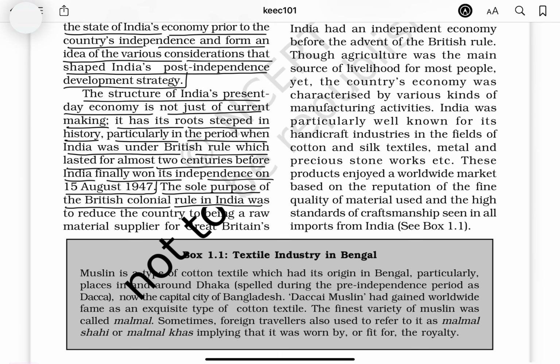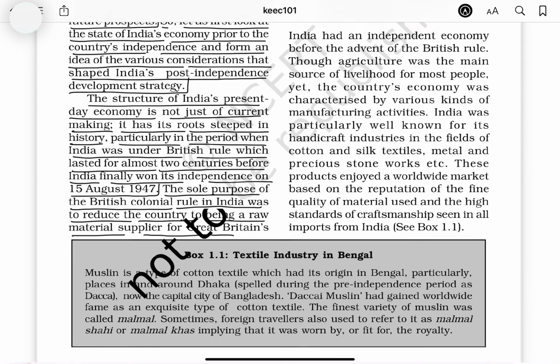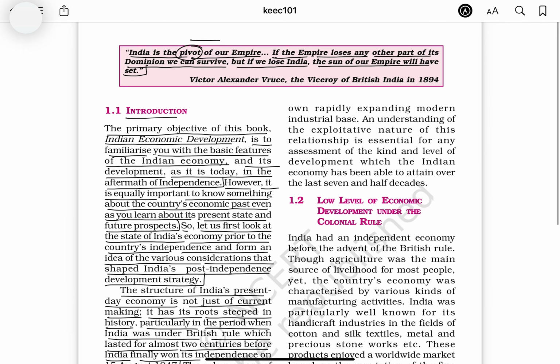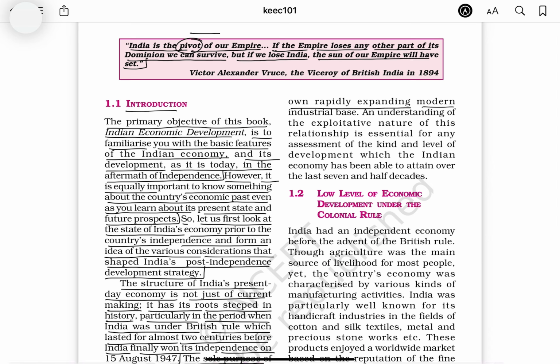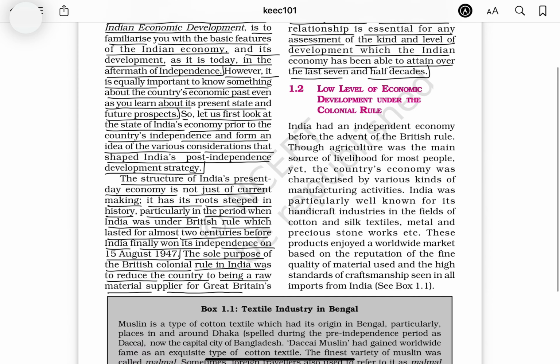The sole purpose of the British colonial rule in India was to reduce the country to being a raw material supplier for Great Britain's own rapidly expanding modern industrial base. An understanding of the exploitative nature of this relationship is essential for any assessment of the kind and level of development which the Indian economy has been able to attain over the last 7.5 decades.